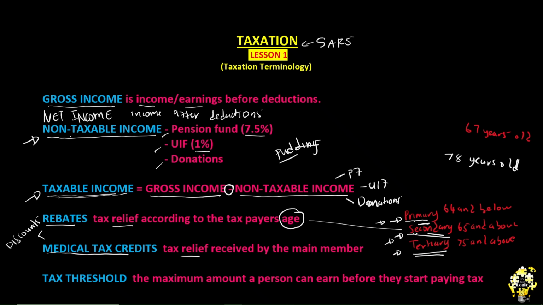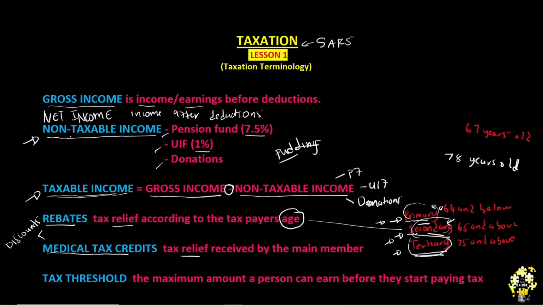Basically, what I'm trying to tell you is if someone qualifies for a tertiary rebate, they also qualify for secondary and primary. If someone falls under the secondary rebate, they also qualify for primary. But if someone qualifies only for primary, then it is primary only. So that's how those ones work. And I will also show you.